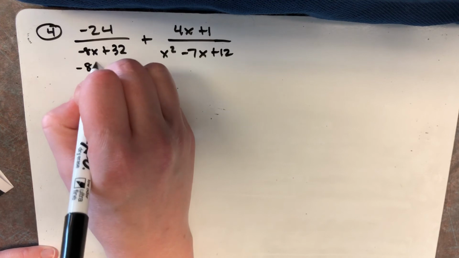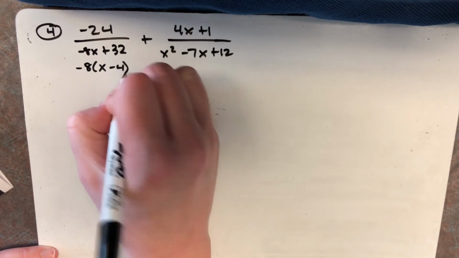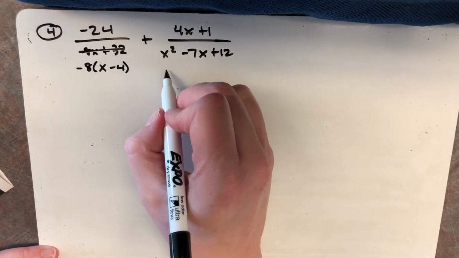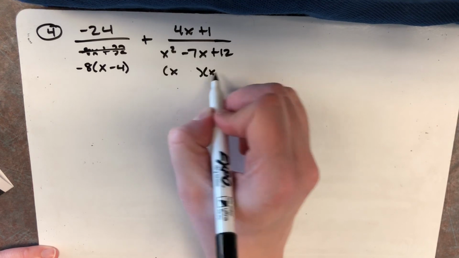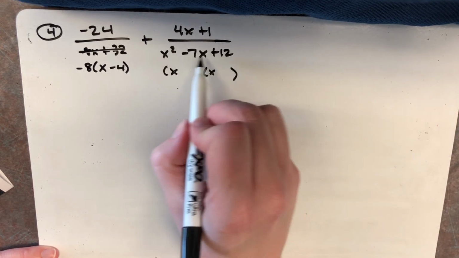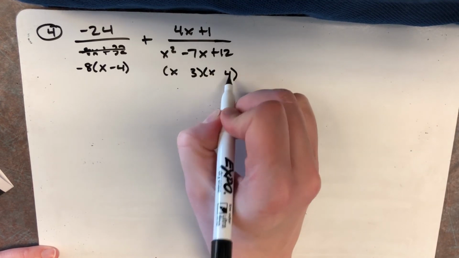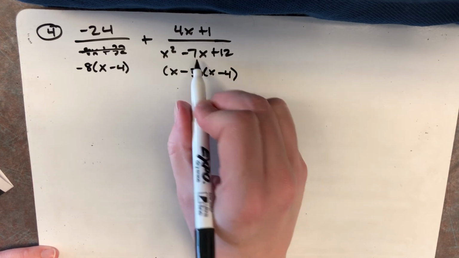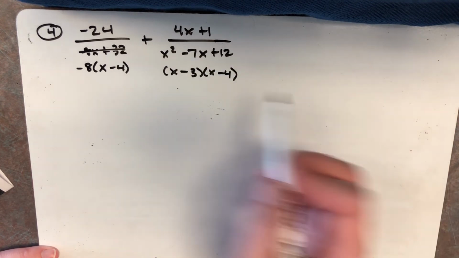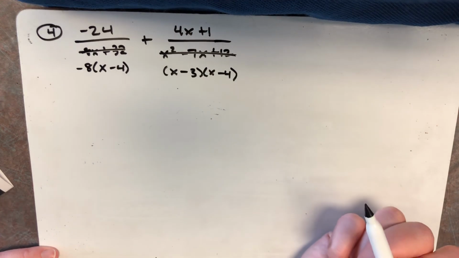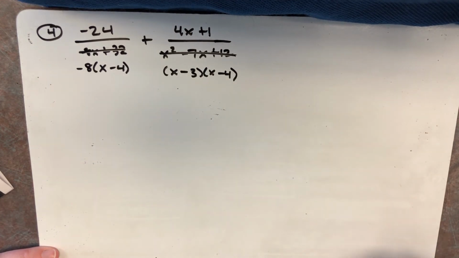If I take out a negative 8, I'm left with x minus 4. And here I have x times x. Let's see, 3 plus 4 is 7. If they're both a negative, I would get negative 7. Negative times a negative is a positive 12. So that's a good sign. I can simplify right now.